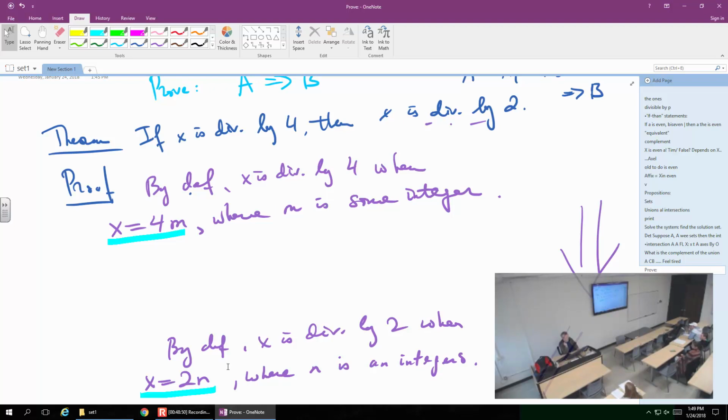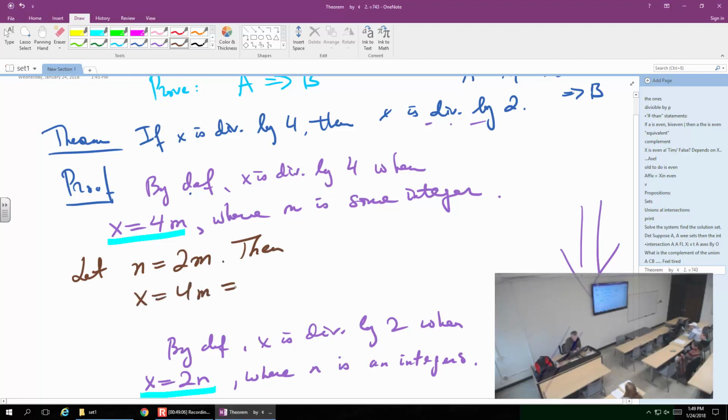Set 4m equal to 2n. That's right. So this is how we do it. Let n equal 2m. Then x is equal to 4m, which is equal to 2 times 2m, which is 2n. So we algebraically connected these two statements. So the implication is proven.